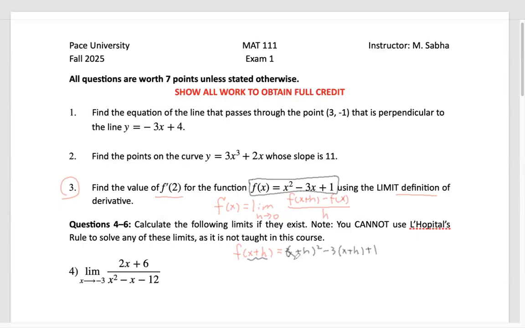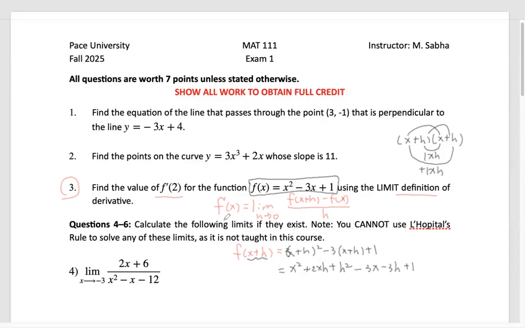So we simplify this perfect square, right? x plus h times x plus h. x times x, x squared. h times h, h squared. Then we have two middle terms. We have h times x, which is xh. x times h, xh. So this is 1, this is 1, so we have 2. Plus 2 times xh. Then minus 3 times x, minus 3 times h, plus 1. So this is f of x plus h.